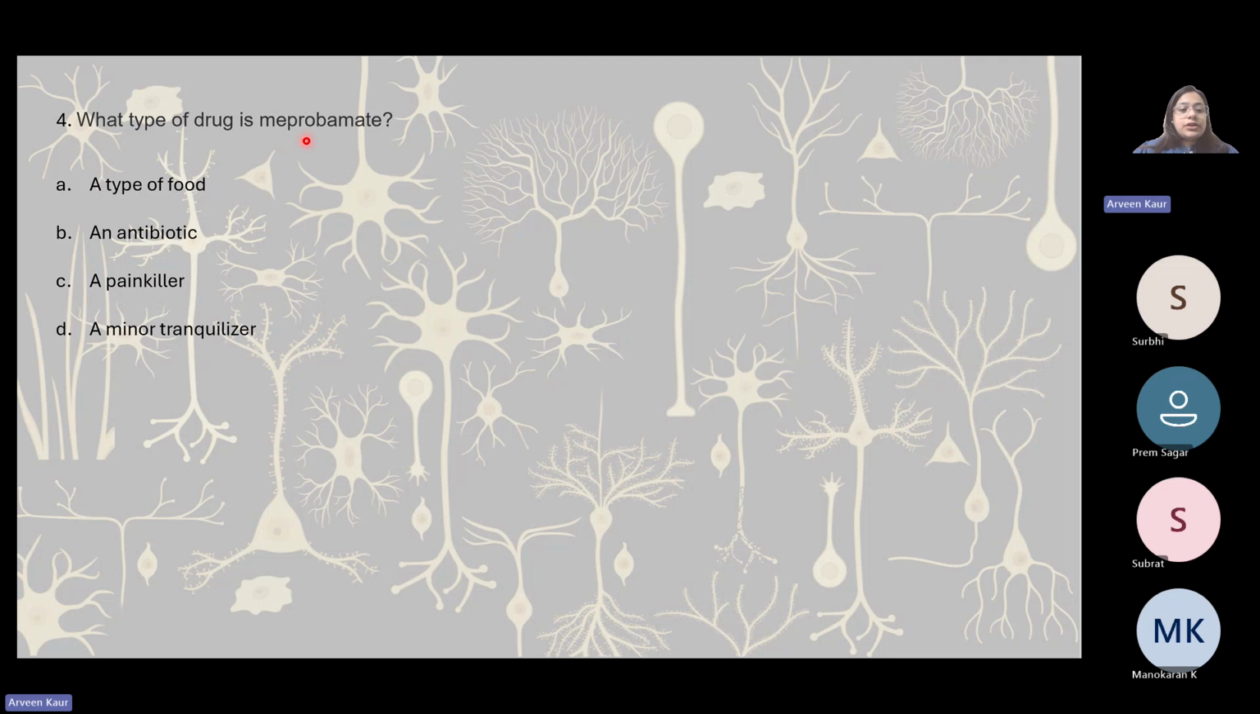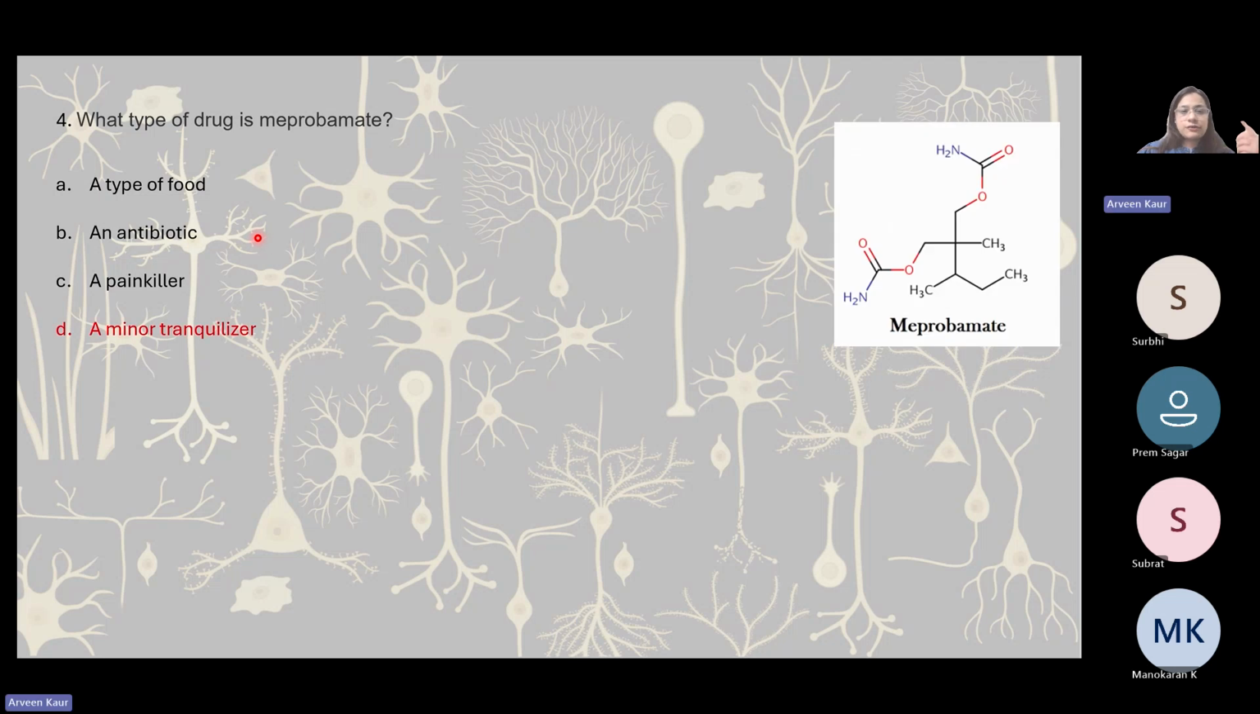So what type of a drug is meprobamate, right? Is it a type of food or an antibiotic or a painkiller, or is it a minor tranquilizer, right? So actually it is the fourth one, that is, it is a minor tranquilizer.